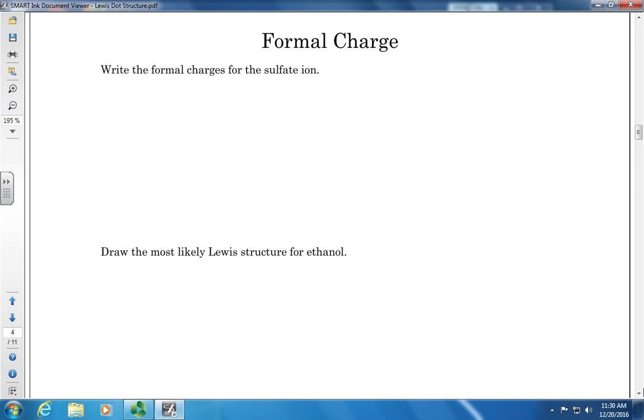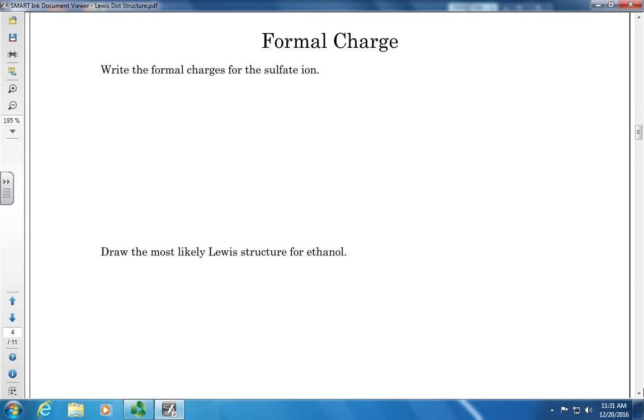Hello, my name is Robert Smith and I'm with New River Community College, and today we are looking at the formal charge. We're going to be writing the formal charge for a sulfate ion and then follow that by drawing the most likely Lewis structure for ethanol using formal charges.